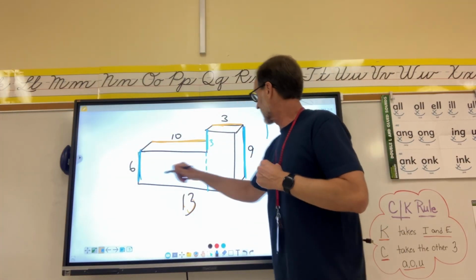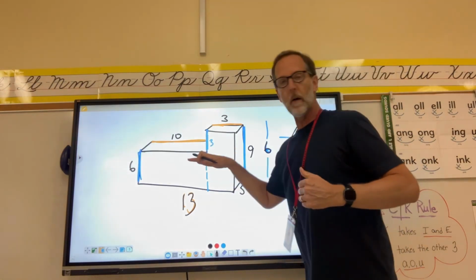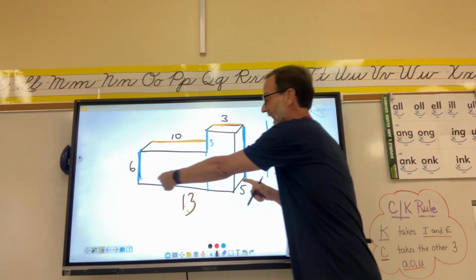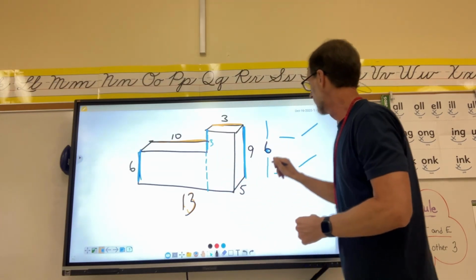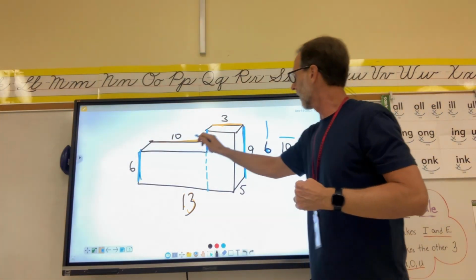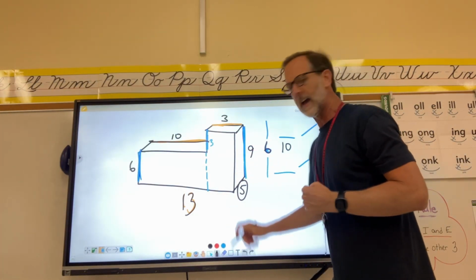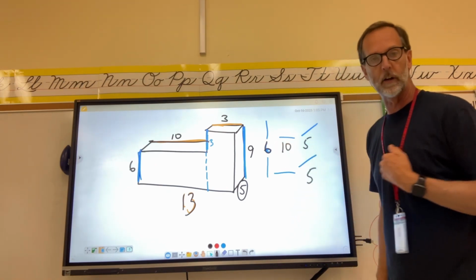My vertical one on that box is what? It's 6. Okay? What about my horizontal on that box? It's not 13. 13 goes all the way across. It's going to be 10. And then my diagonal, look for your diagonal on here. It's not there, it's not there, it's not there. There it is. My diagonal is 5. Remember, it's going to be the same in both boxes, so put your 5 down here.